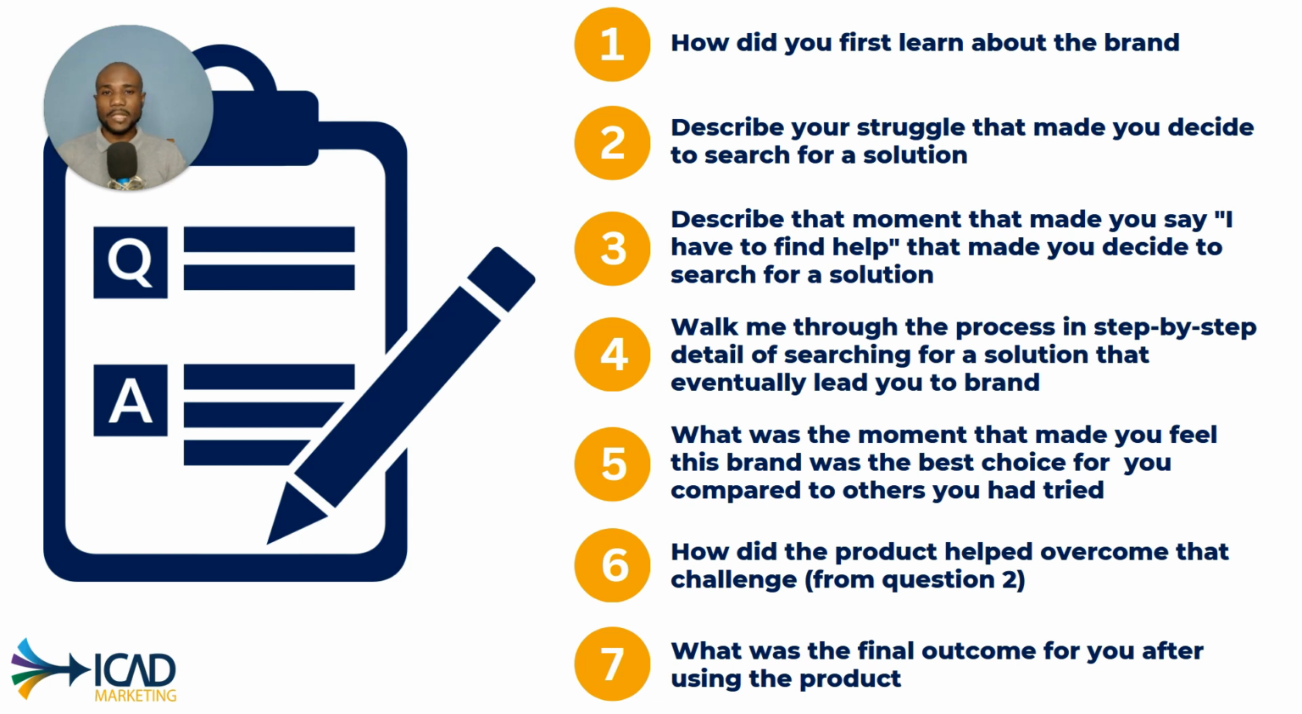Meaning, what's that first value, that aha moment that they got from actually using the product? Number 6 is how did the product help you overcome the challenge from question 2, which is describe your struggle that made you decide to search for a solution. And 7 is what was the final outcome after using the product, because we wanted to know the particular results or benefit they actually got from using this product.